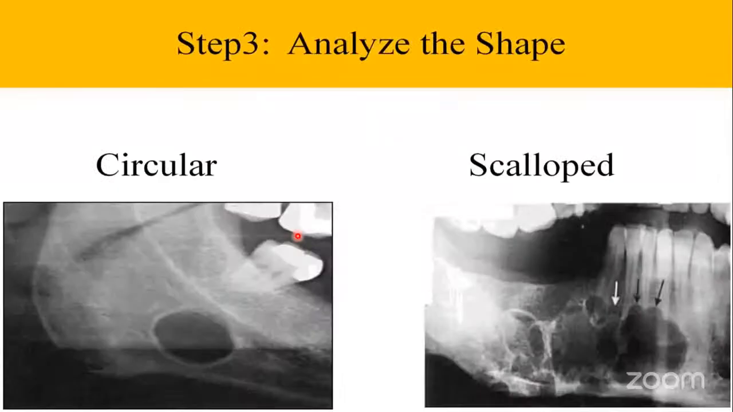Okay. Analyzing the shape. Based on the shape of the lesion, if it is very much circular and well defined, we can think of a cystic lesion. If it is scalloped, scalloping means there are multiple locules that are attached to each other by small septae in between. The scalloping of the lesion is most characteristic of your OKC, your odontogenic keratocyst. It is a scalloped lesion. Because of the multiple locules and the septae in between, it is giving an appearance like scalloping.